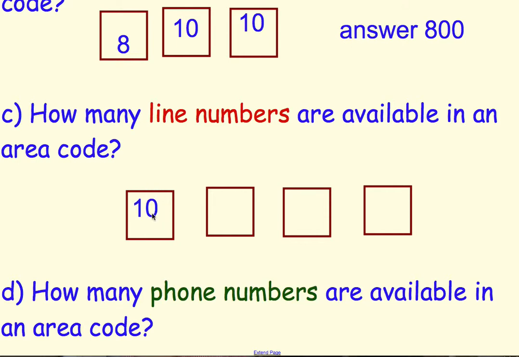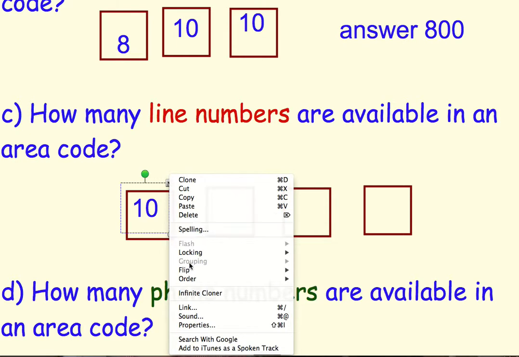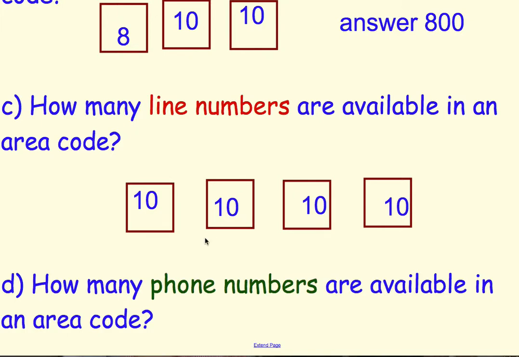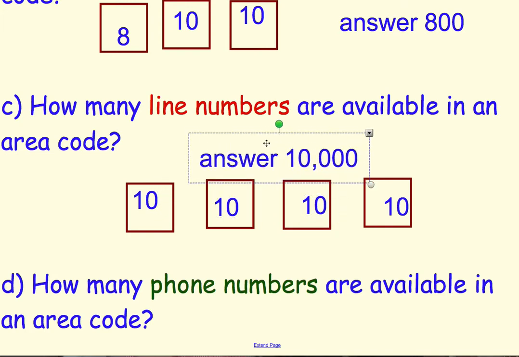And then since they can repeat, the next option is going to be 10. And then the next option is 10. And the next option is 10. So I've got an answer right here on this one of 10 times 10 times 10 times 10. So the answer is 10,000 numbers. So think about what your phone number starts off. If it's your cell phone or if you still have a landline, there's 10,000 numbers right there to choose from.